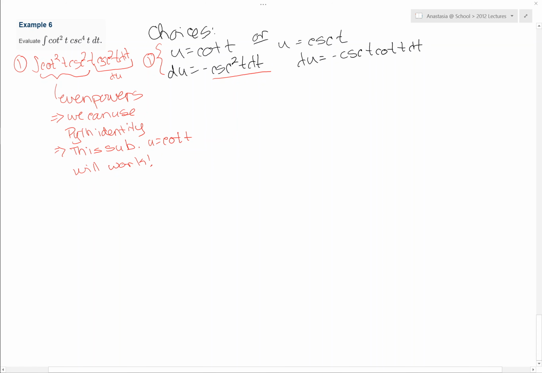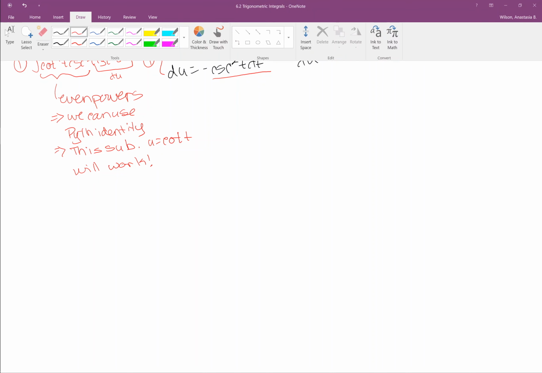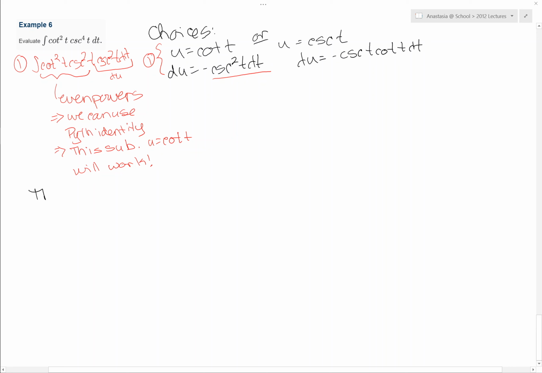The other substitution might work. It sort of depends on the situation. Sometimes you're actually able to use multiple substitutions for these trig integrals, but in this case we know at least u equaling cotangent of t will work. So let's go ahead and follow with that solution.